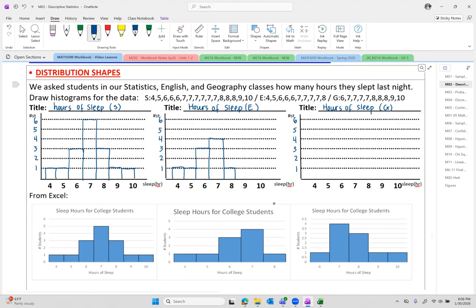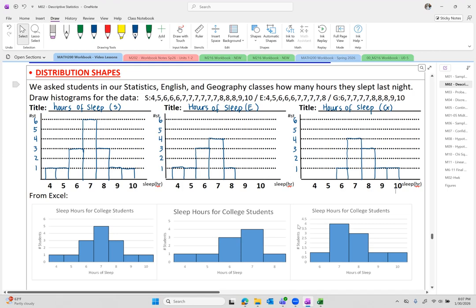In geography, one student said that they slept 6 hours. Four students said that they slept 7 hours. 3 students said that they slept 8 hours. 1 slept 9 and 1 slept 10. This distribution is a skewed right distribution because most of the values are clustered towards the left, 7 and 8, and only 1, 6. And then we have a tail going to the right.